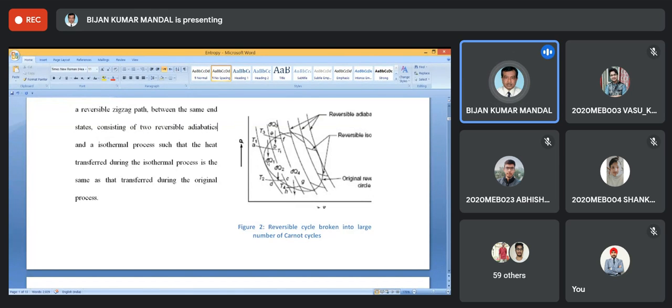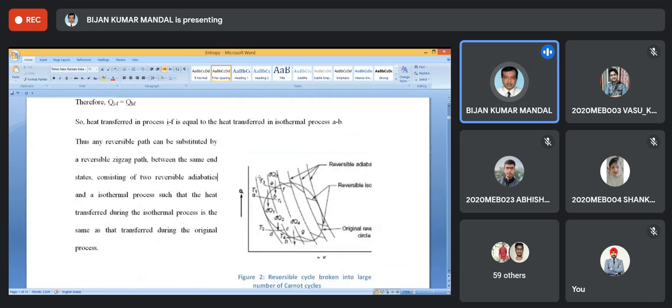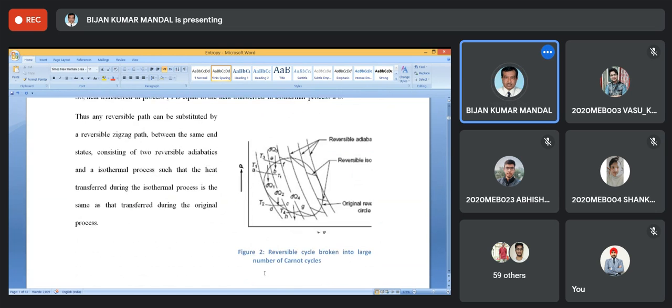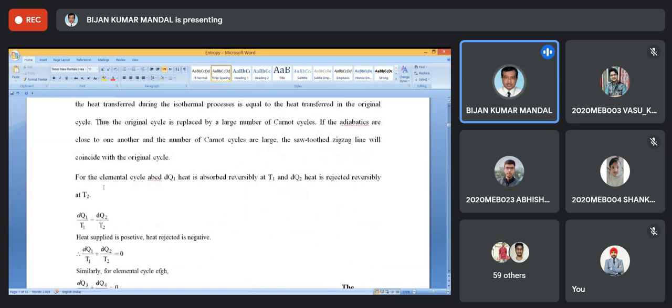There is a heat transfer dQ1 at the higher temperature T1, and a heat rejection dQ2 at the lower temperature T2. That is for the first elementary cycle A, B, C, D. Next you have E, F, G, H, and so on. For the elementary cycle A, B, C, D, dQ1 is the heat absorbed reversibly at temperature T1, which is the Carnot cycle heat addition, and the other is the heat rejection at T2.